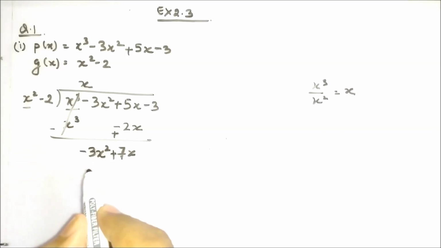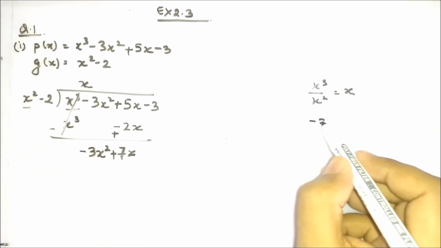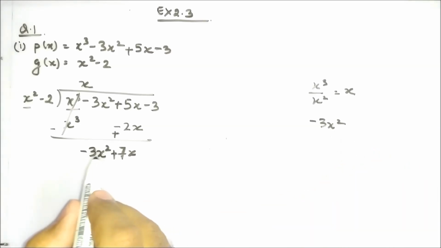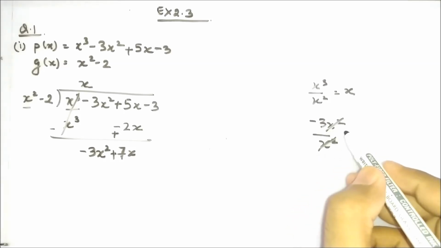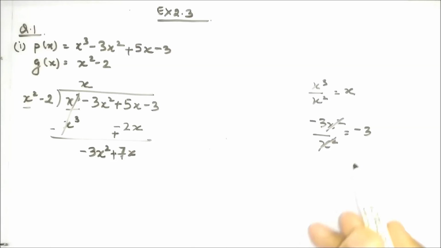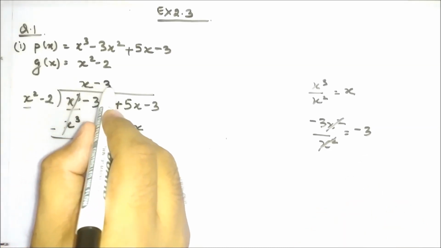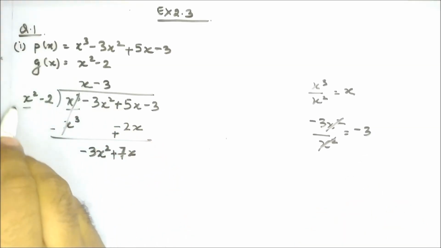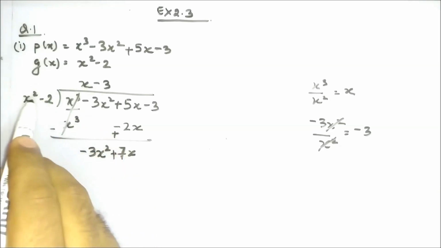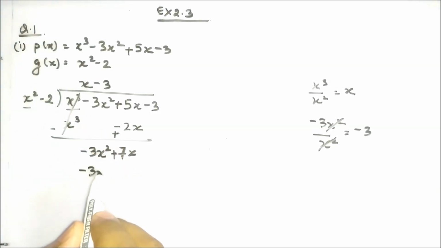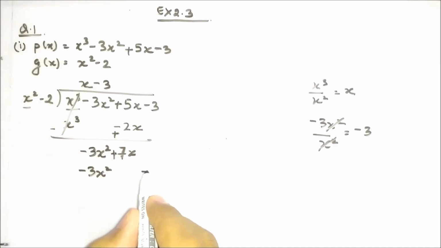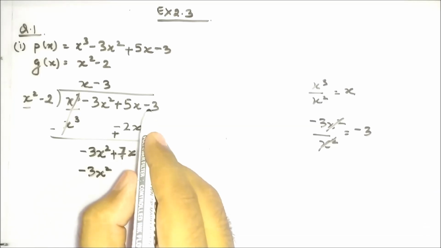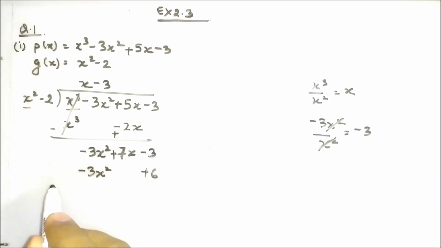Again we'll just see the first term. Here we have minus 3x square as our first term, and here we have x square. So when you divide, this x square gets cancelled and you will get minus 3. Put this minus 3 in the quotient and multiply this minus 3 with this divisor. So minus 3 into x square will give you minus 3x square. Minus 3 into minus 2 will give you plus 6. You need to bring this minus 3 down here.